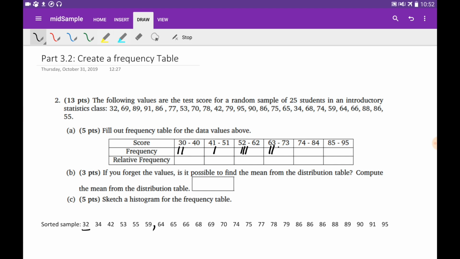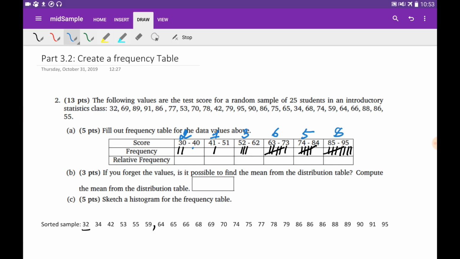64, 65, 66, 68, 69, 70, 74, 75, 77, 78, 79, 86, 86, 86, 88, 89, 90, 91, 95. So if I count all of the frequencies, I will get the numbers. 2, let me write it here, 2, 1, 3, 5, 6, 5, and 8. So this is going to be the frequencies.